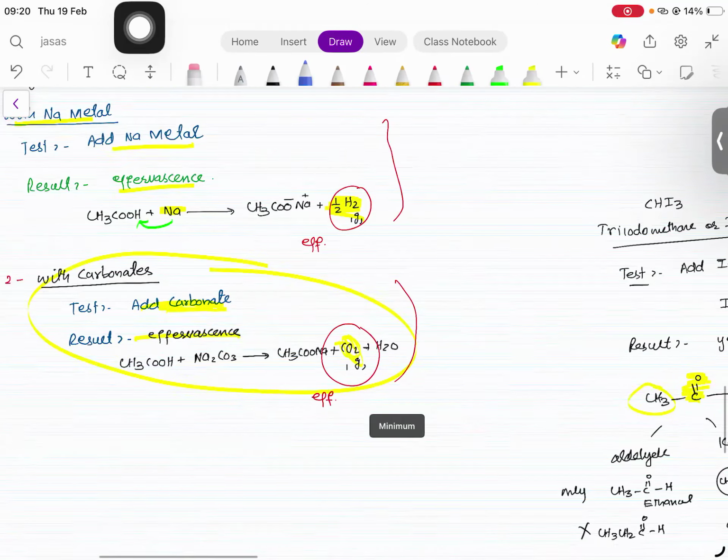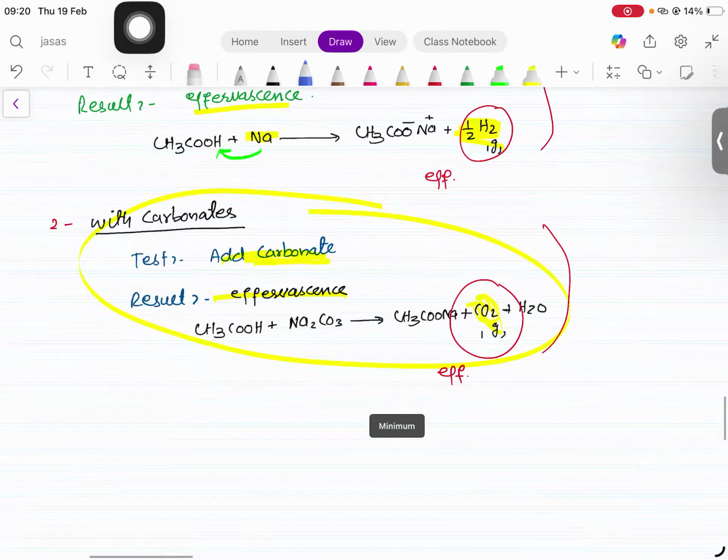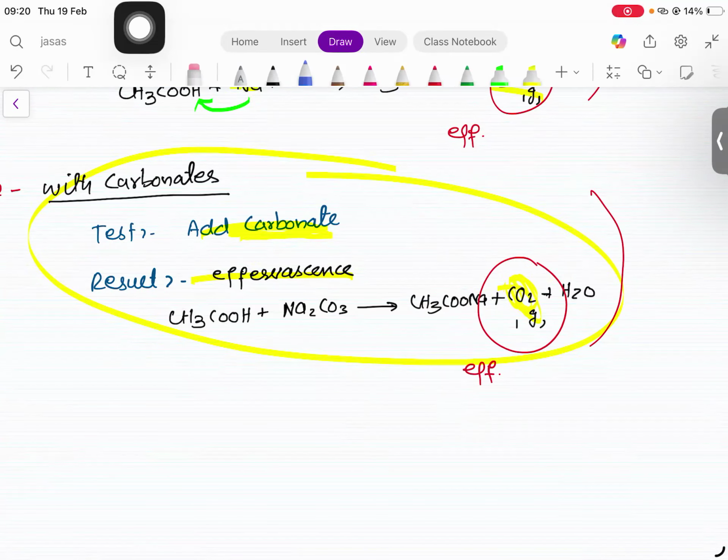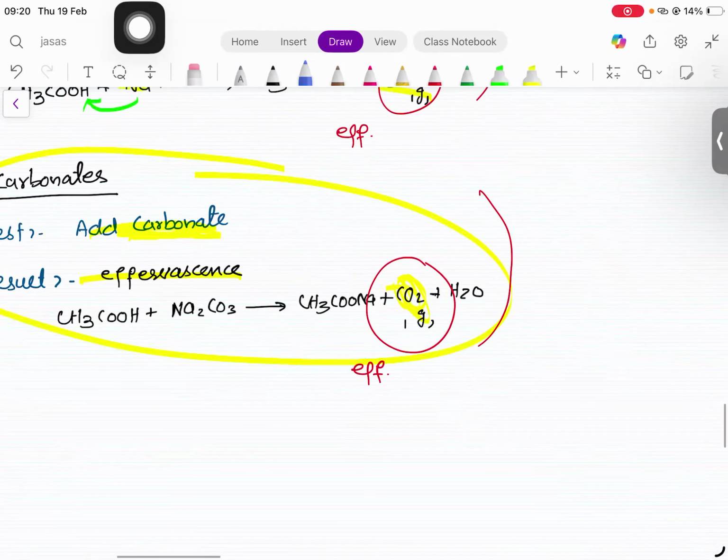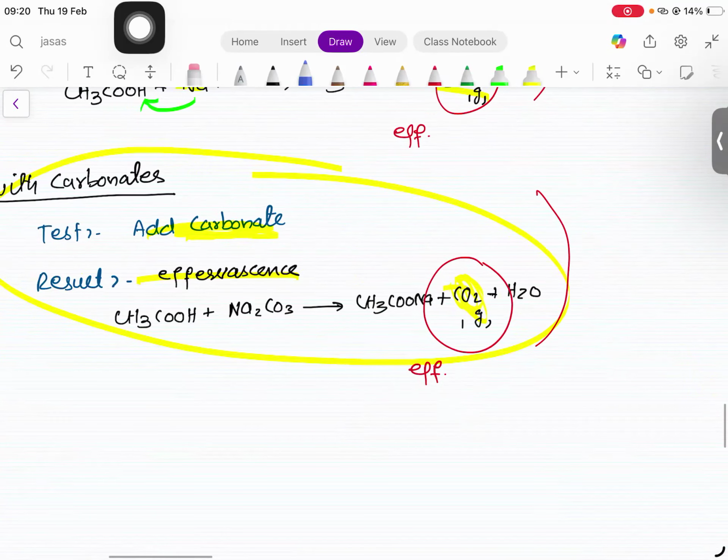And there are no tests for esters; they are just fruity smelling liquids, that is their identification point, right? So this is how we identify the different functional groups, by using one of their reactions that we have learned previously, right? But now, this is a separate test for each functional group.